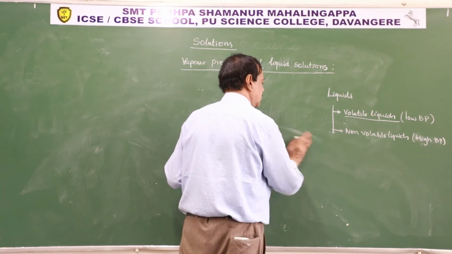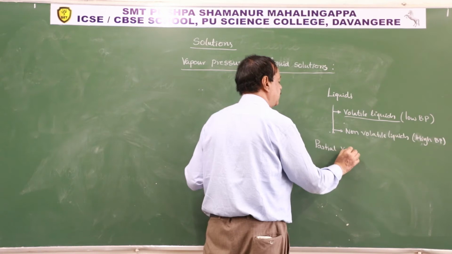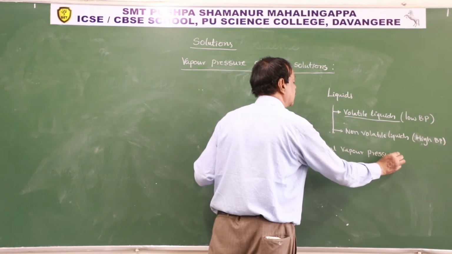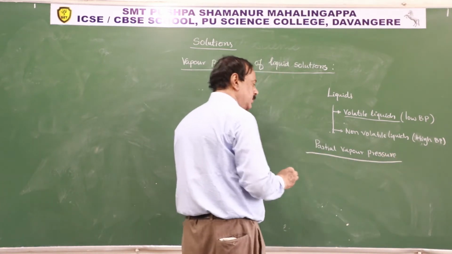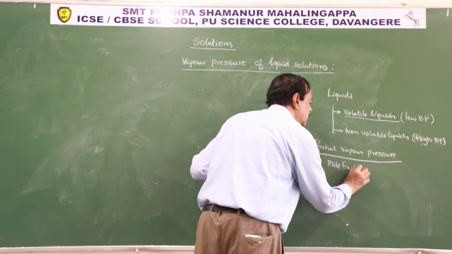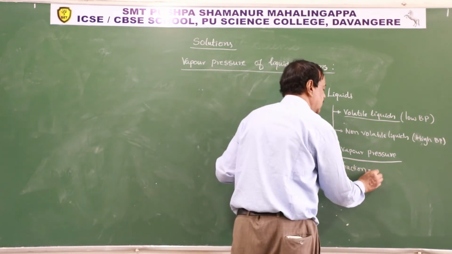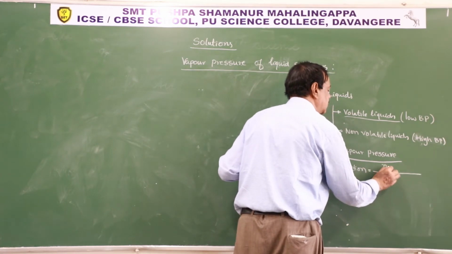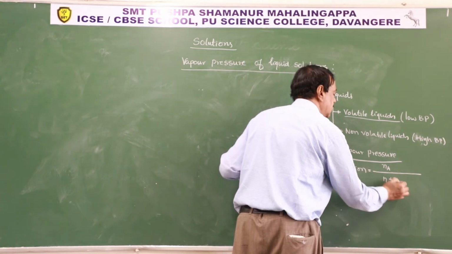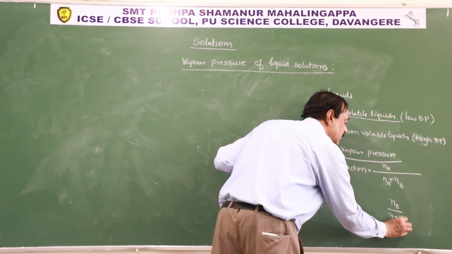Vapor pressure and partial vapor pressure. You know about the mole fraction from the last class. That is the ratio of, suppose, Na divided by Na plus Nb, or Nb divided by Na plus Nb.